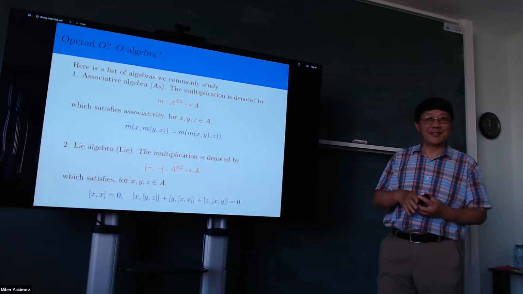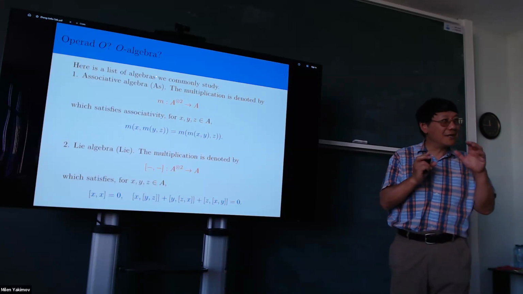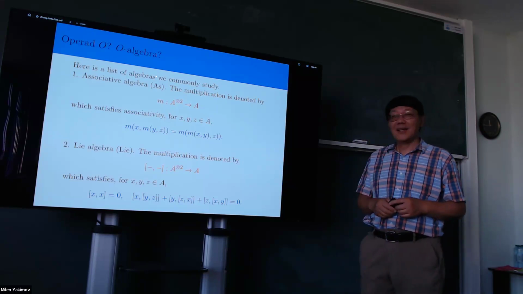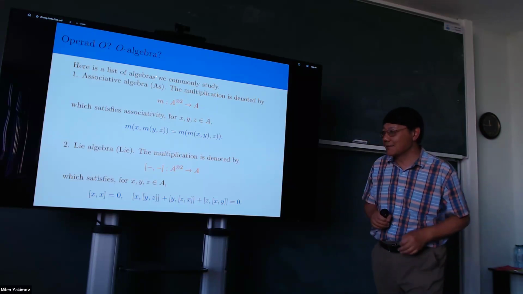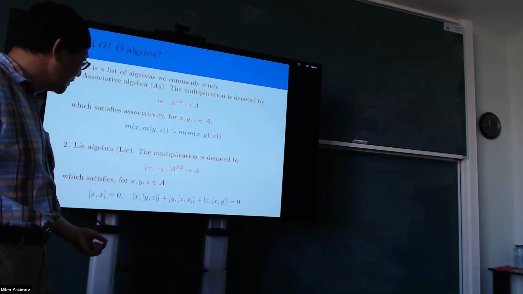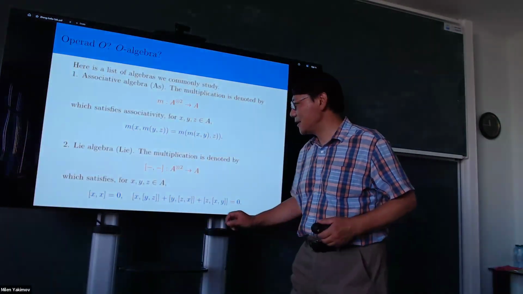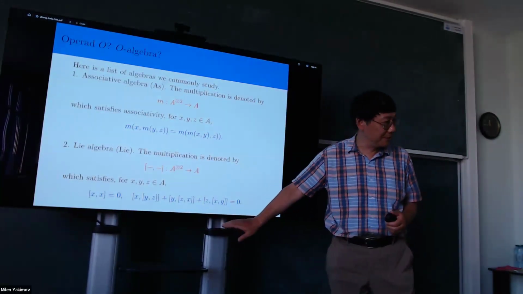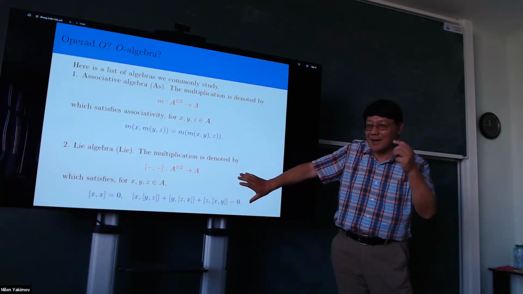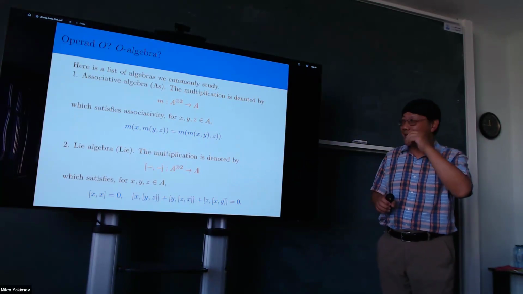Okay, that's an associative algebra. A Lie algebra: again, we have a multiplication, but in most cases we're not going to use m. We use the square bracket for the algebra, and that satisfies two conditions. One is the skew-symmetry condition, and there's the Jacobi condition. So there's one multiplication satisfying two relations. So this is also an operad. We call it the Lie operad. Okay. So now, what is an operad?